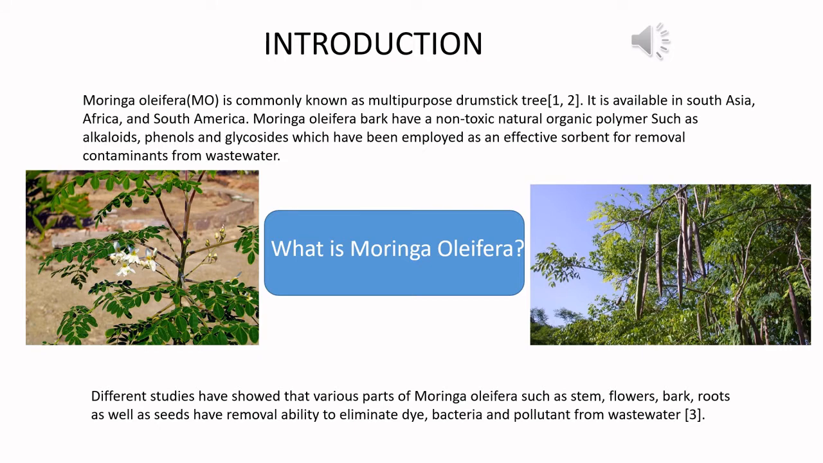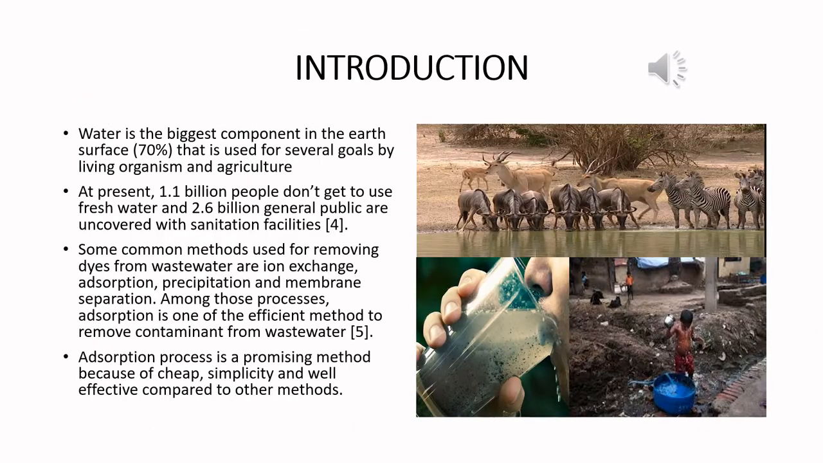Moringa oleifera is commonly known as a multipurpose domestic tree. It is available in Southeast Asia, Africa, and South America. Moringa oleifera bark has non-toxic natural organic polymers such as alkaloids, phenols, and glycosides, which have been employed as an effective solvent for removal of contaminants from wastewater. Different studies have shown that various parts of Moringa oleifera, such as stem, flowers, bark, roots, as well as seeds, have the ability to eliminate dye, bacteria, and pollutants from wastewater. So it is very important for research.